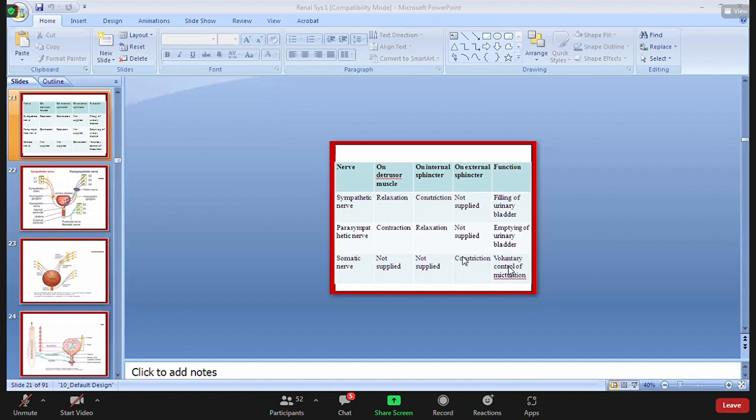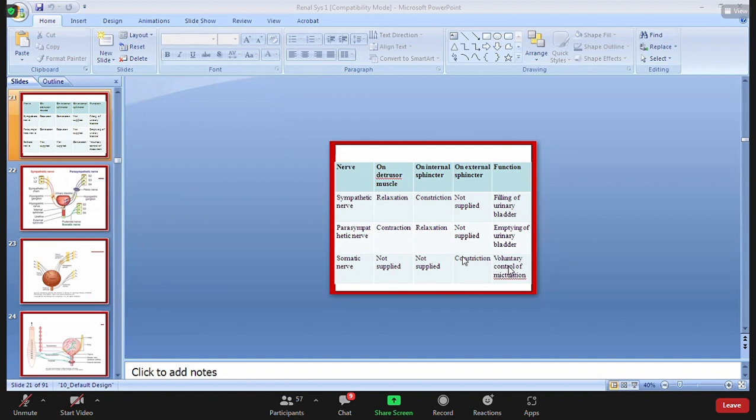So the sympathetic nerve will carry the sensation of fullness or filling of the urinary bladder, whereas the parasympathetic nerve causes emptying of the urinary bladder. Clear? So what should be the role of the somatic nerve? The somatic nerve has no supply on the detrusor muscle and the internal sphincter, but it has supply on the external sphincter. Only one nerve supply is present on the external sphincter, and if there is stimulation of the somatic nerve, it will cause constriction of the external sphincter. Clear?